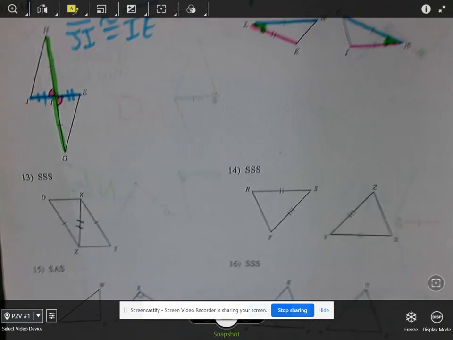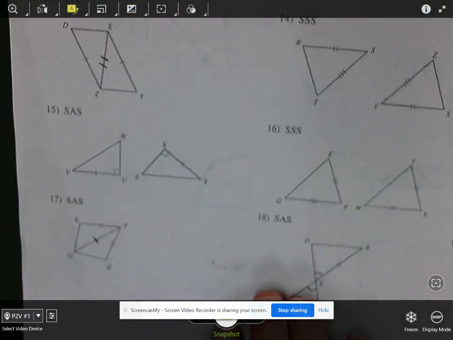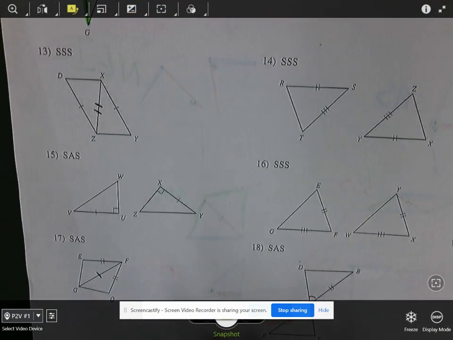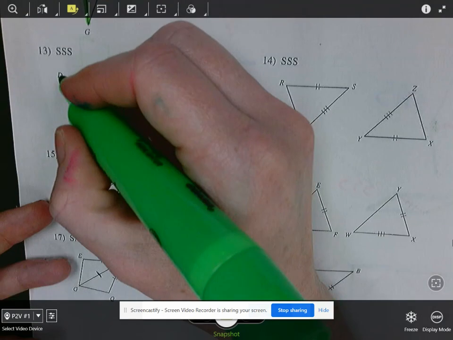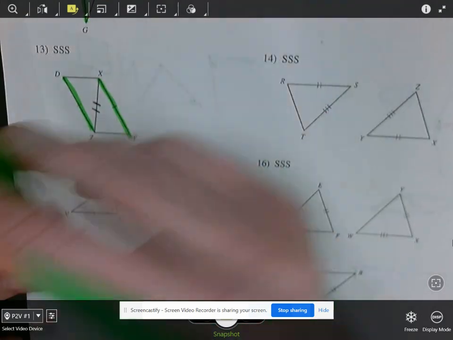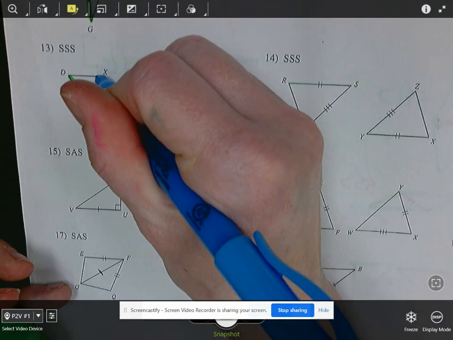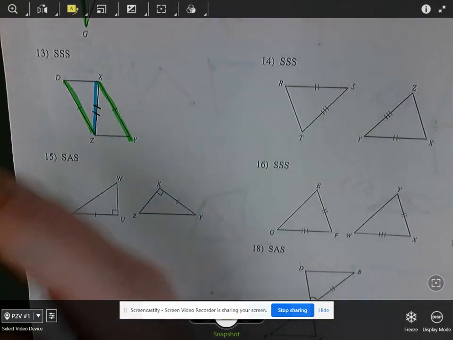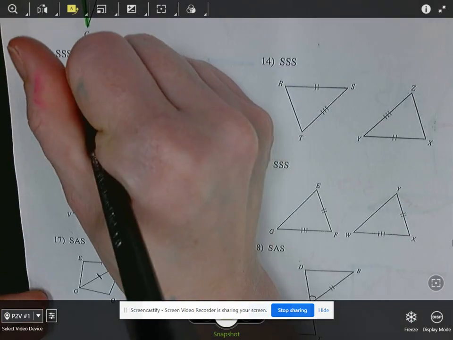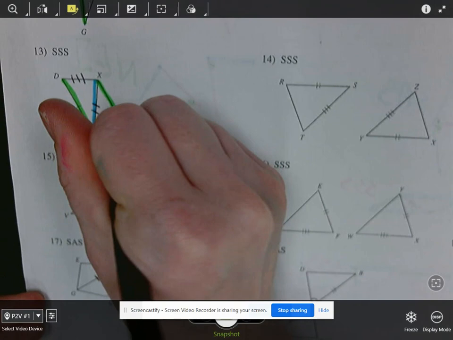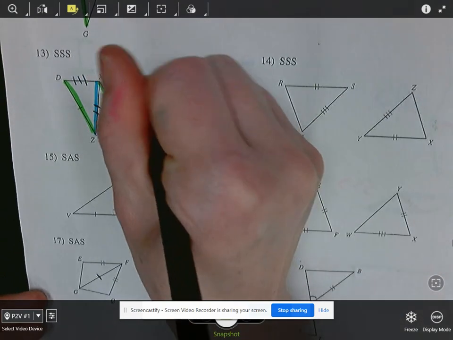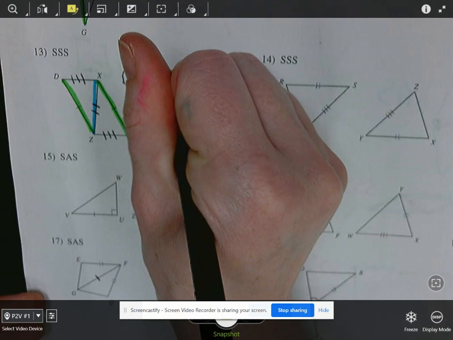Okay. Number 13, they want us to use side, side, side. Well, in order to do that, you have to have all three sets of sides congruent. Well, they have this side and this side marked, and then they have this side here marked. I need a third set. So I would need this side marked congruent to this side. So I would need DX marked congruent to ZY.